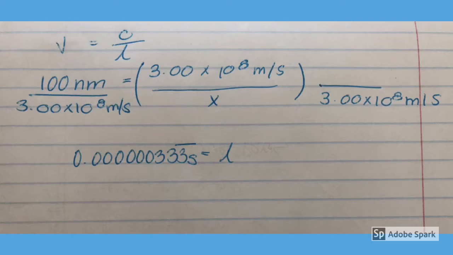The frequency is 100 nanometers equals 3.00 times 10 to the 8 meters per second for speed of light. We divide by the speed of light on both sides to get the wavelength, and our wavelength becomes 0.0000003 repeating seconds. Now you try.